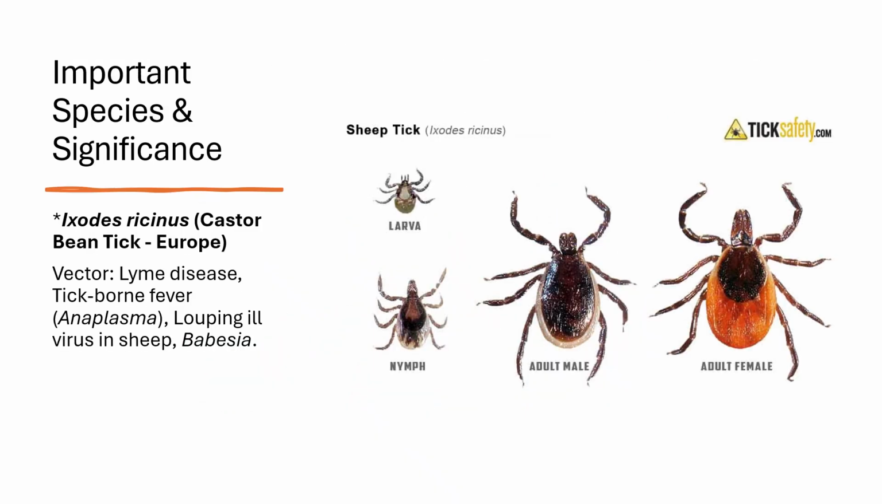Another important species is Ixodes ricinus. This is also known as the castor bean tick, and they are mainly distributed in Europe. They are important vectors of Lyme disease, again caused by Borrelia burgdorferi, tick-borne fever caused by Anaplasma, louping ill virus, and Babesia.